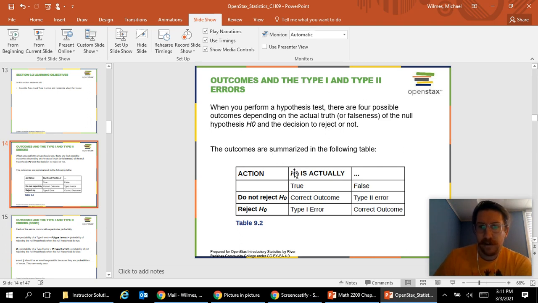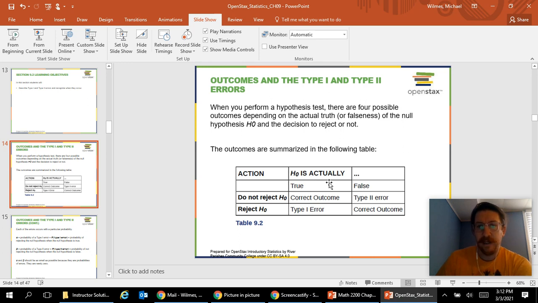So if the null hypothesis is true, and if we do not reject the null hypothesis, that means we've not made an error. So that's the correct outcome. But if we do reject the null hypothesis, look at the data and conclude that we have enough evidence to reject it, that's an error, and that's called a type 1 error. So if we reject a true null hypothesis, that's a type 1 error.